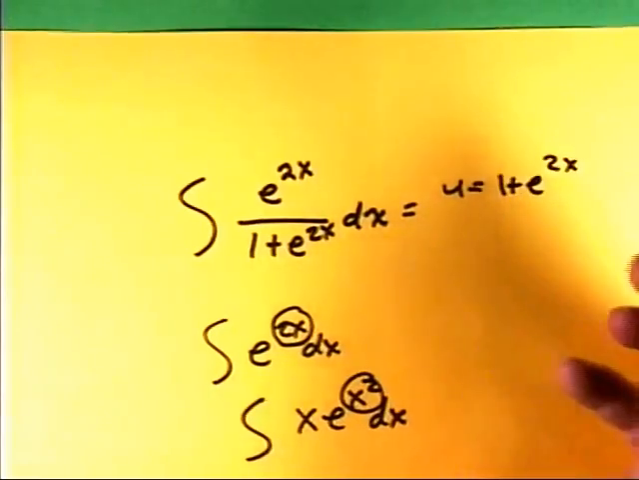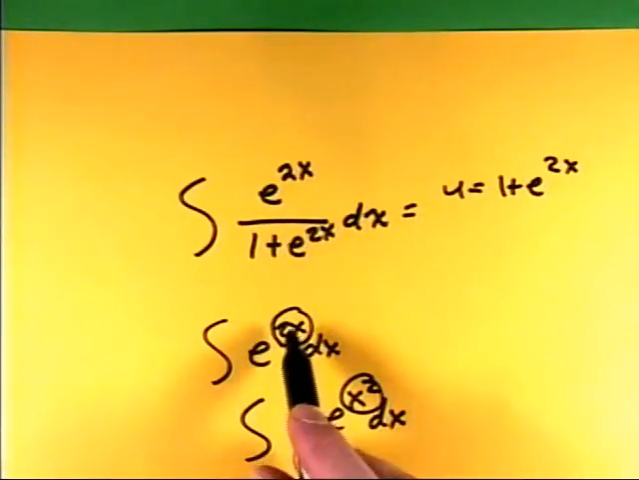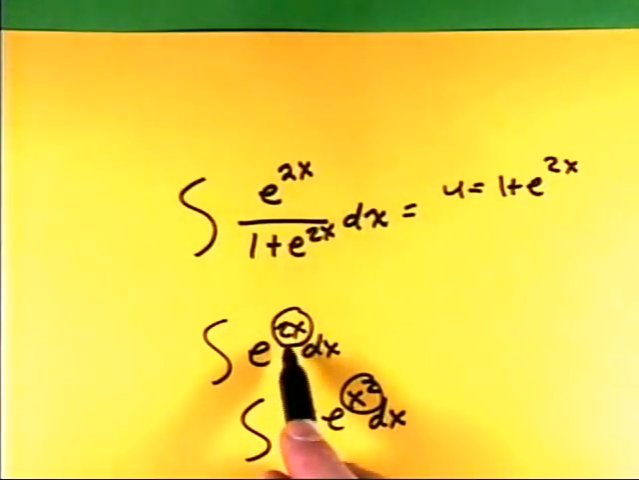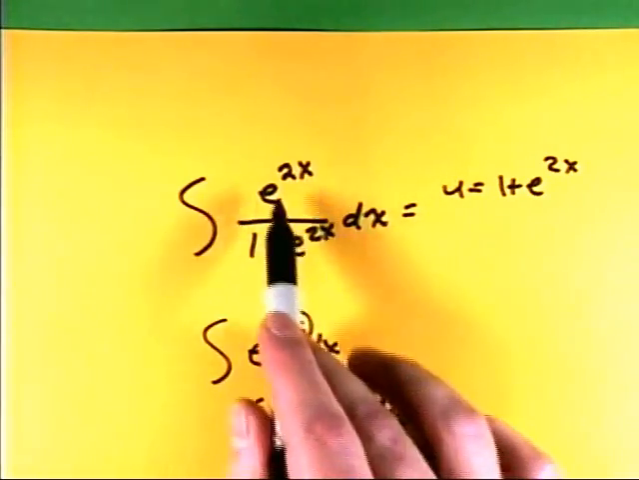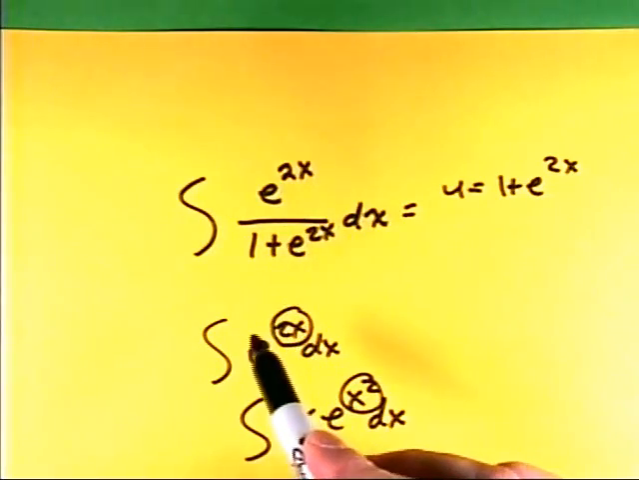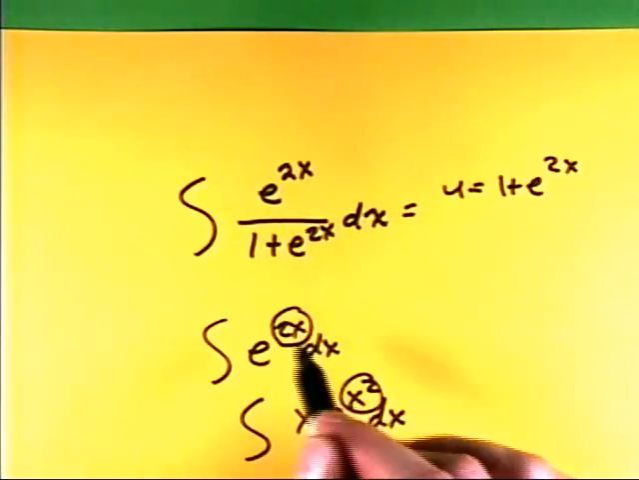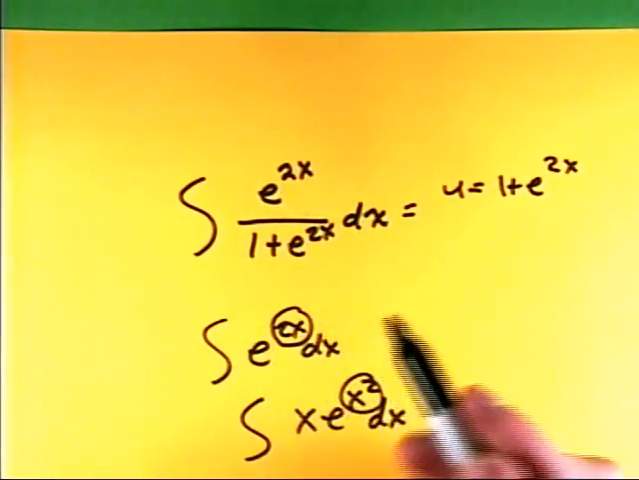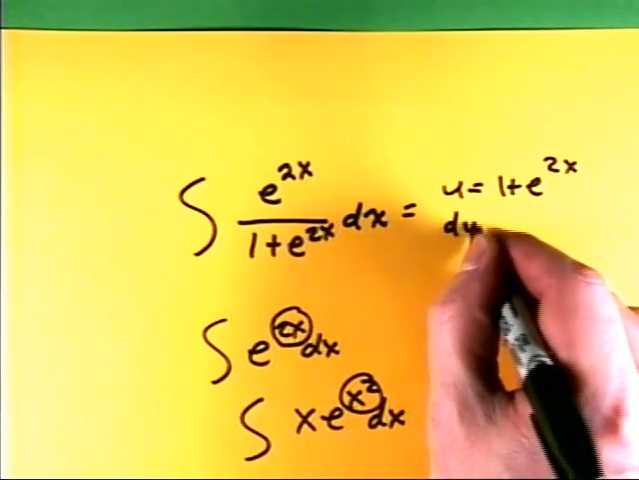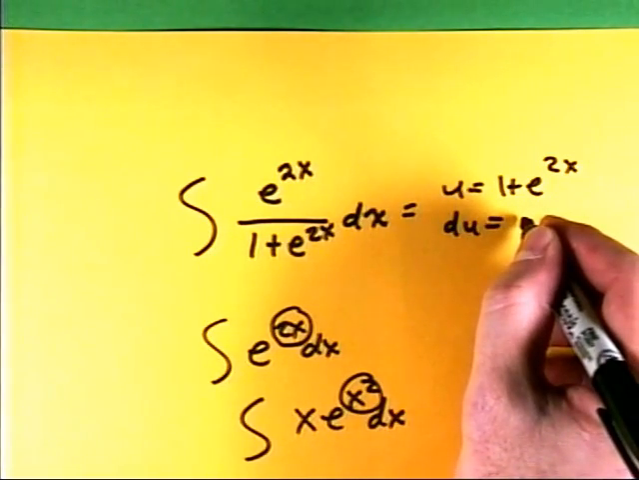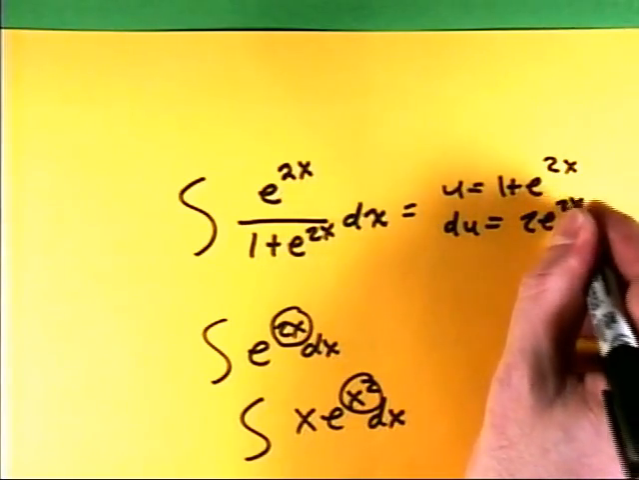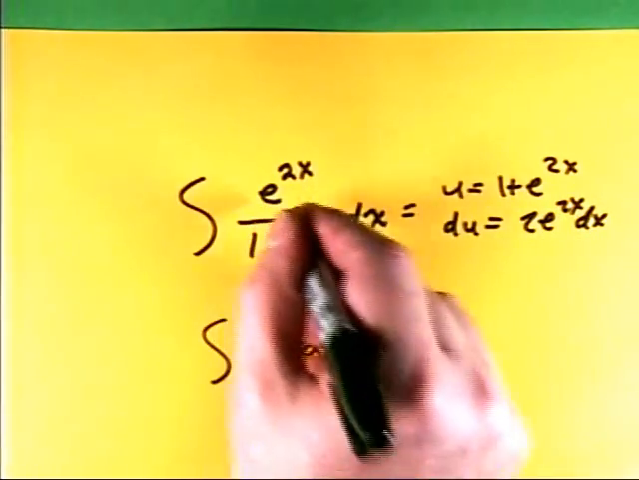Seriously, Allison, with the e guys, you only set u equal to the exponent if there's only one e. But I see two e's. Right, so we have to use the bottom, or something else, you just don't use the exponent. So if u equals 1 plus e to the 2x, what's du equal to? It's equal to 2e to the 2x.